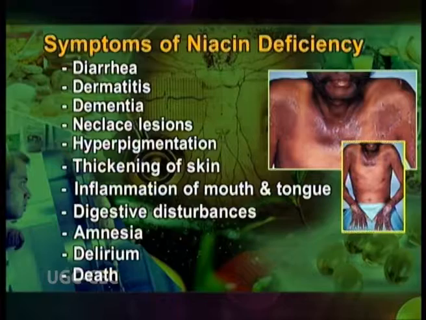Severe deficiency of niacin in the diet causes the disease pellagra, which is characterized by diarrhea, dermatitis and dementia, as well as necklace lesions on the lower neck, hyperpigmentation, thickening of the skin, inflammation of the mouth and tongue, digestive disturbances, amnesia, delirium and eventually death if left untreated.